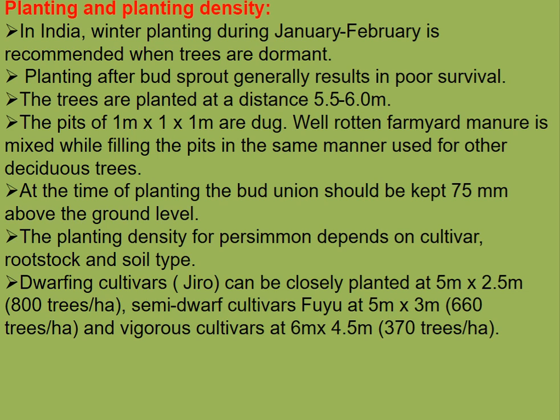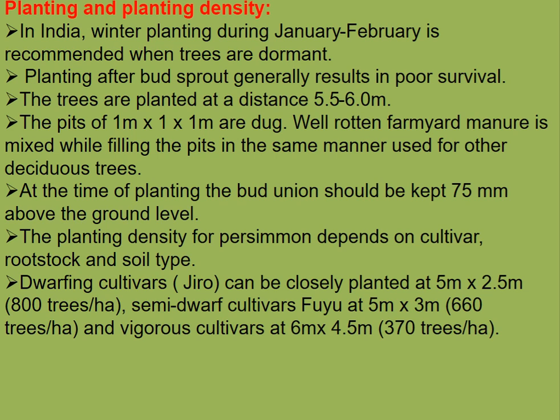The pits of 1 by 1 by 1 meter are dug. Well-rotten farmyard manure is mixed while filling the pits in the same manner used for the other deciduous trees. At the time of planting, the bud union should be kept 75 mm above the ground level. The planting density for persimmon depends upon the cultivar, rootstock and soil type.